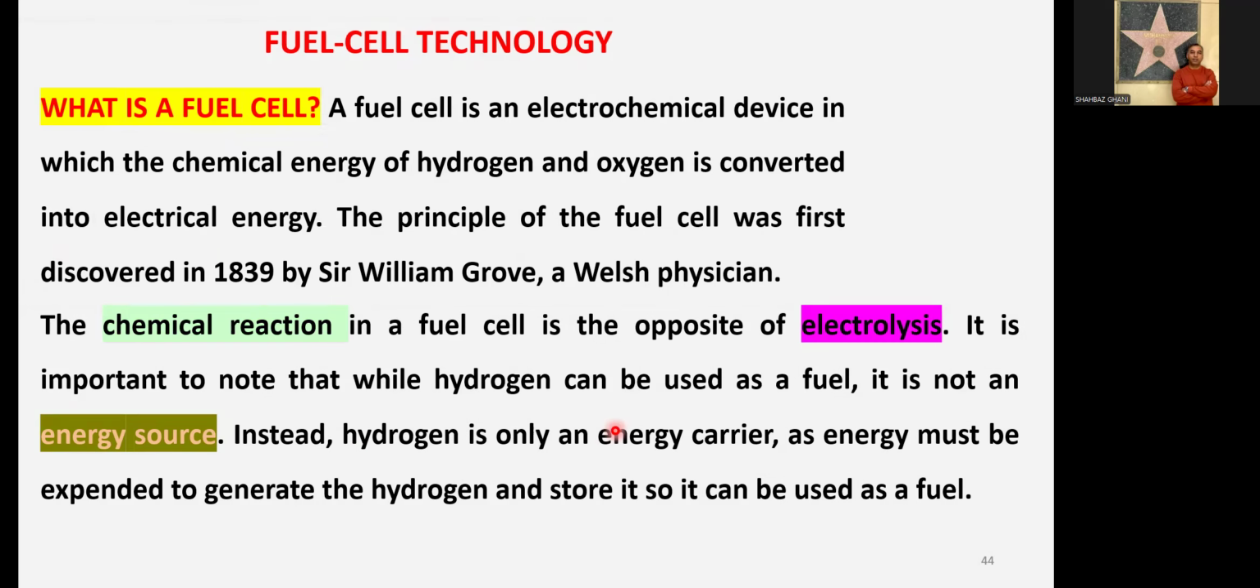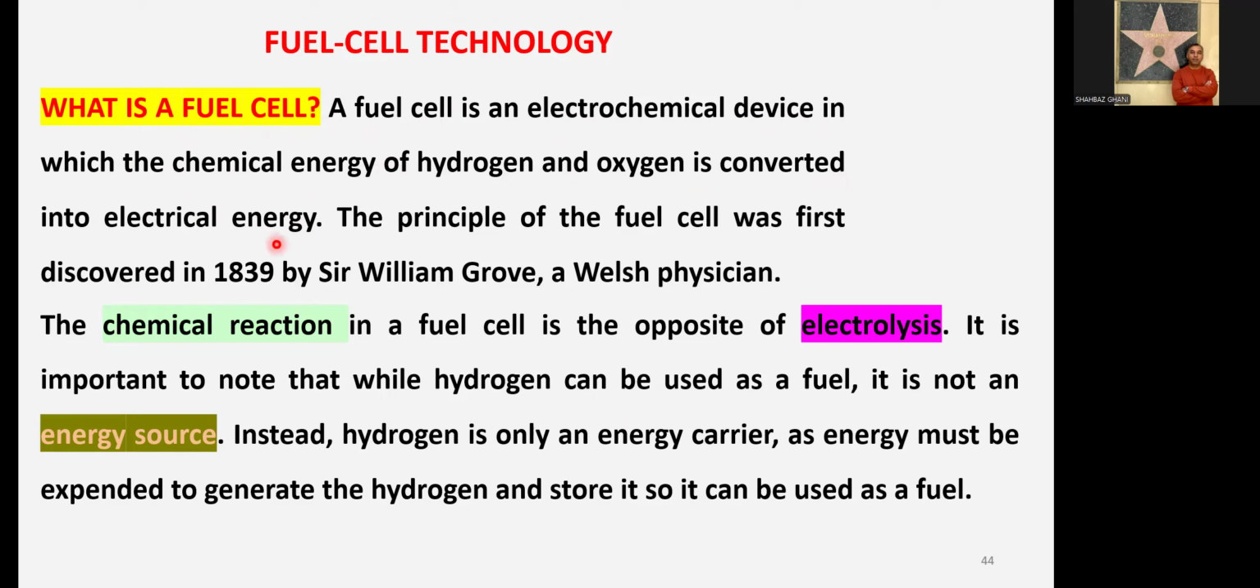Now another interesting subtopic is fuel cell technology. In the first slide we talked about different PHVs, fuel cells, and proton polymers. So what is fuel cell technology? What is a fuel cell? A fuel cell is an electrochemical device in which the chemical energy of hydrogen and oxygen is converted into electrical energy.